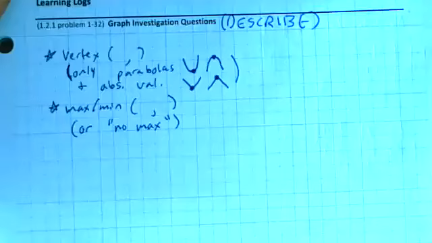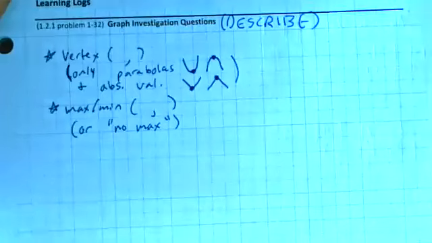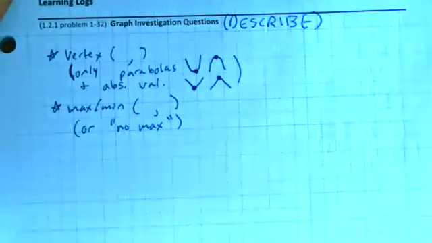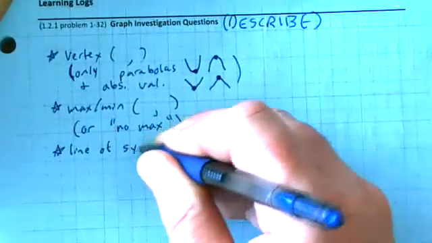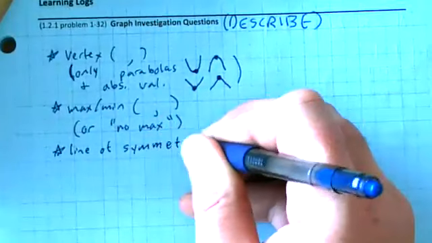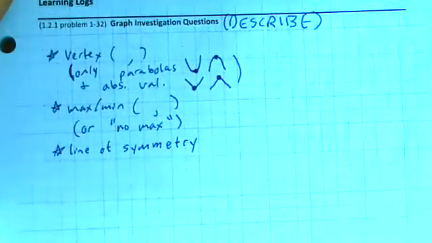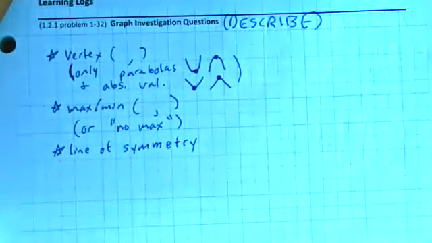What else? Vertex, max, min. What else do we look for when we're describing a graph? Line of symmetry. And if we have a line of symmetry, we'll just sketch it, draw it, label it. Couple more.